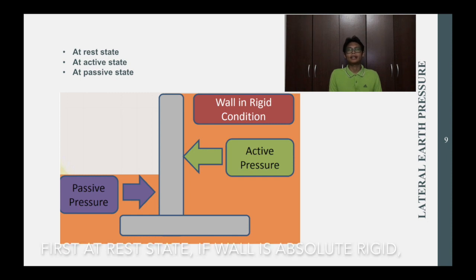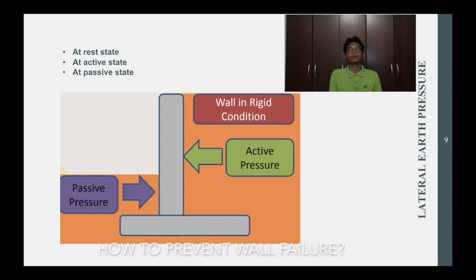Lateral earth pressure can exist and develop in three different categories. First, at rest state. If the wall is absolutely rigid, earth pressure at rest will develop. Second, active state. If the wall deflects away from the backfill, an active pressure will develop. Last, passive state. To counter active pressure on the wall, passive pressure will develop towards the backfill.